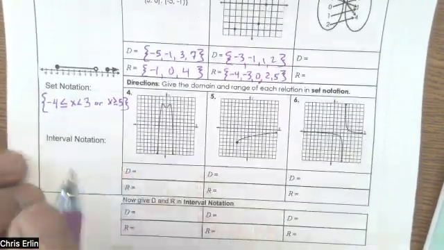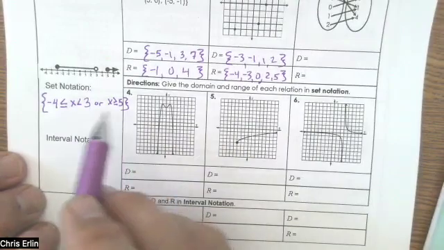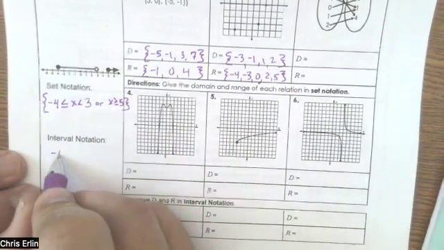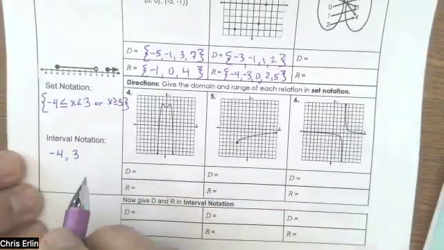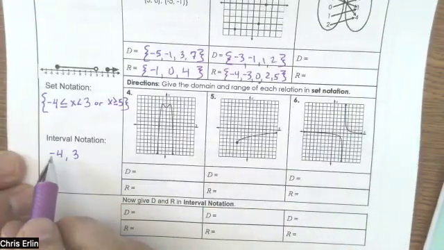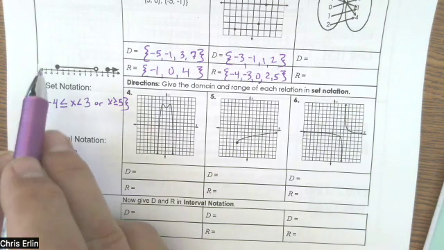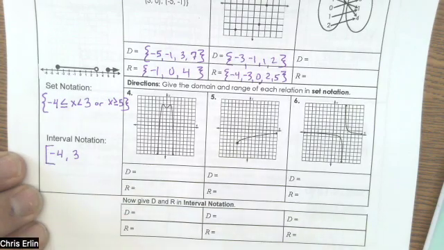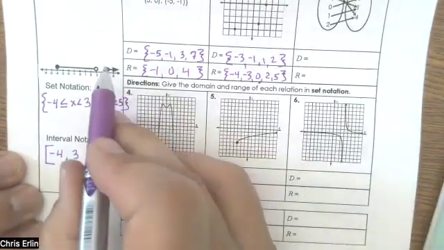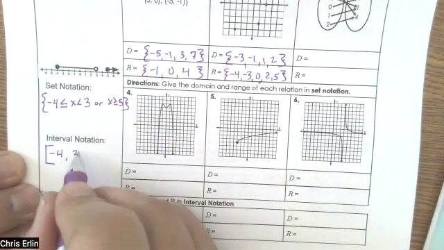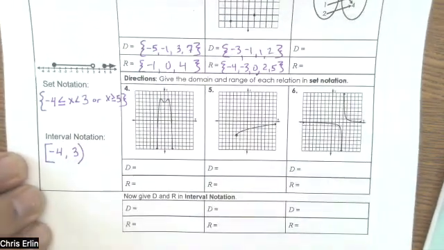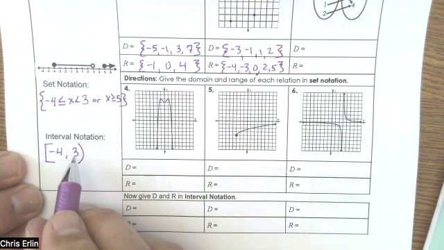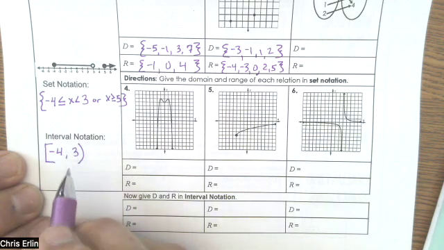Interval notation is similar, slightly different scenario. I'm going to look at this interval and find the endpoints. It goes from -4 to 3. Do I want to include the value -4? I do. So the way we include it is by putting a hard bracket. And the way we exclude it is by using a parenthesis. And that says it's the interval from -4 inclusive up to but not including 3.